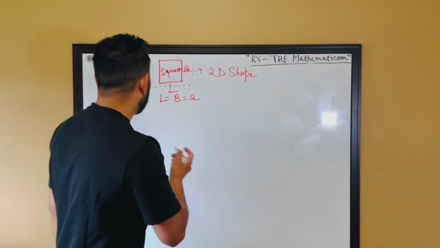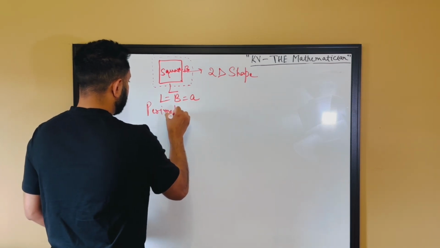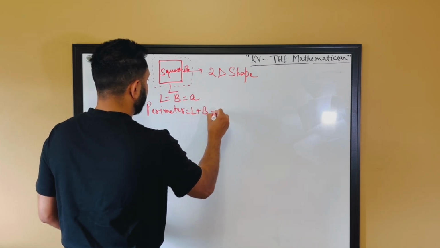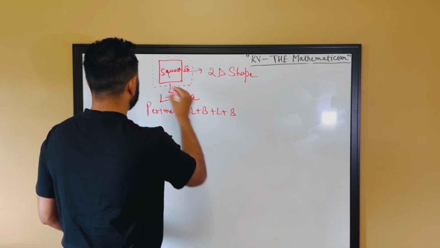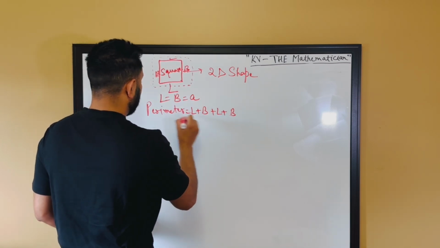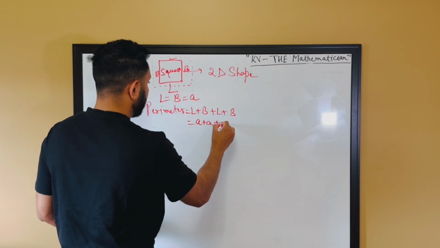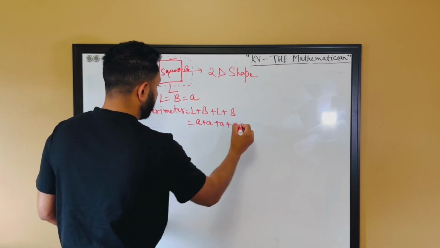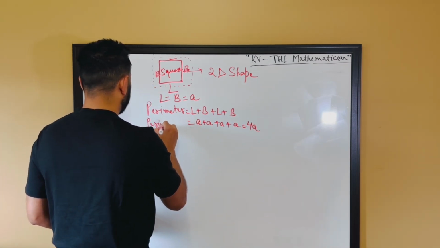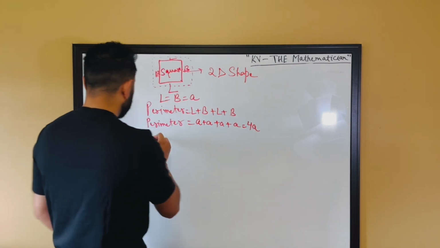So the formula for square would be length plus breadth, as this is breadth, this is length, and put this value here as we assumed it as A. So the formula for perimeter of square would be 4A.